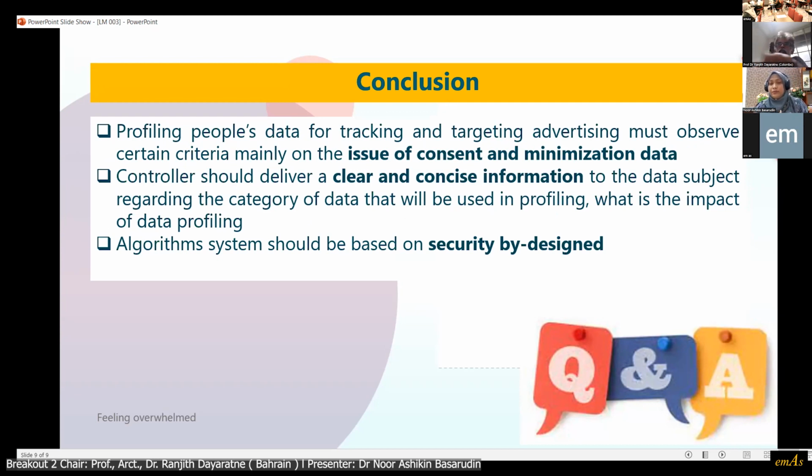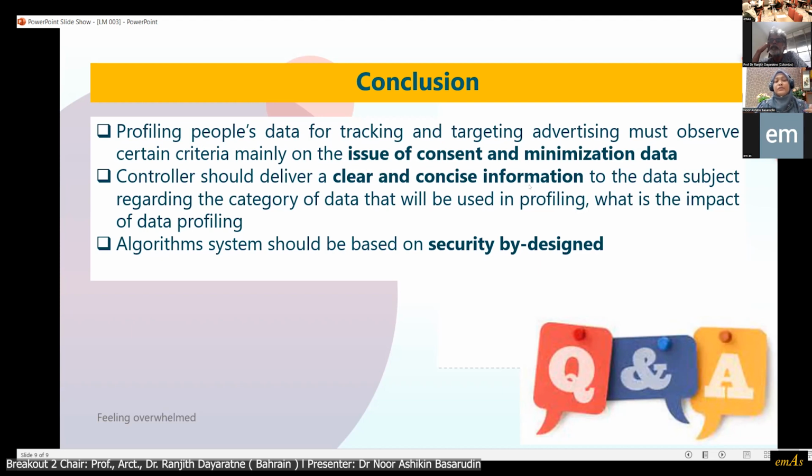In terms of minimization, there was a case whereby a person requested Google to delete their data. So the issue of consent and minimization is still arguable, and it's not easy to realize. But if you look now, websites and especially Google are regularly trying to comply with the GDPR. Controllers should deliver clear and concise information, so there is an agreement on whether to accept cookies or not.